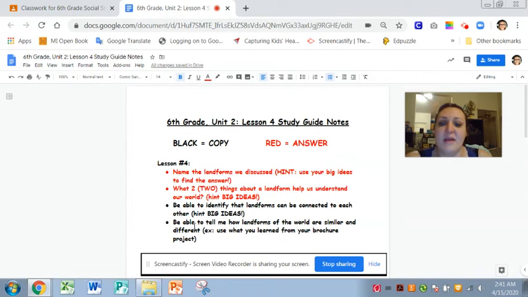Lastly, be able to tell me how landforms of the world are similar and different. This was part of your brochure project. Say you did your brochure project on mountains. Not every single mountain looks the same. So there would be some similarities, of course, and then there would be some differences. We have some mountains that are in cold regions. We have some mountains that are in warmer regions. We have mountains with snow. We have mountains without snow. We have mountains that are very high. We have mountains that are very low. So I'm going to give you pictures side by side, and you're going to have to identify what's the difference and what's the same. Simple enough?